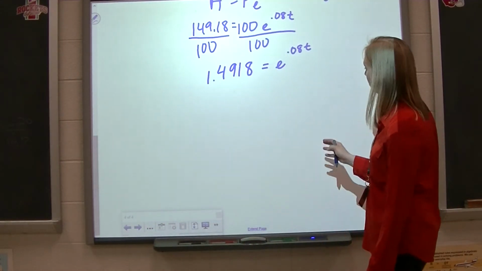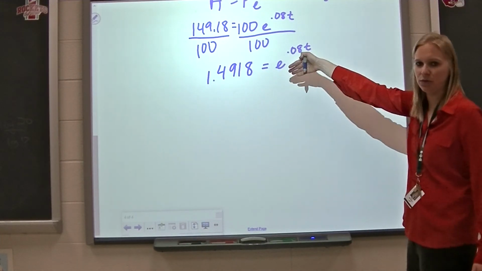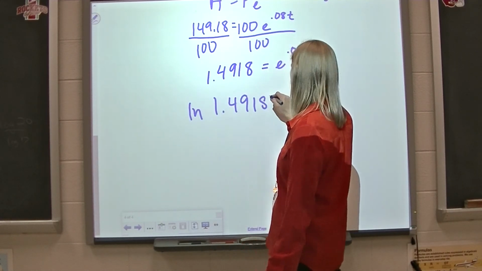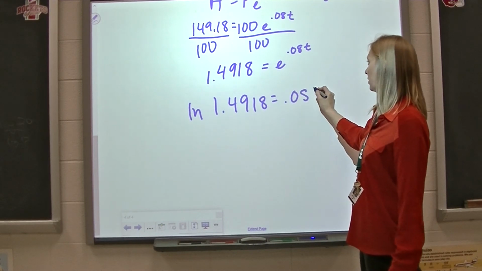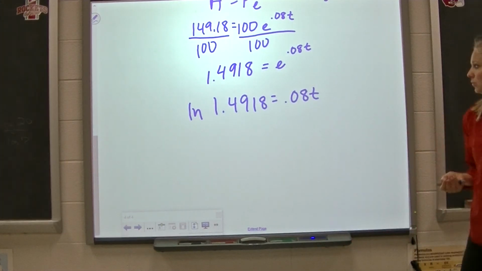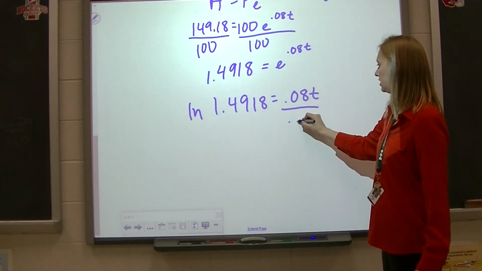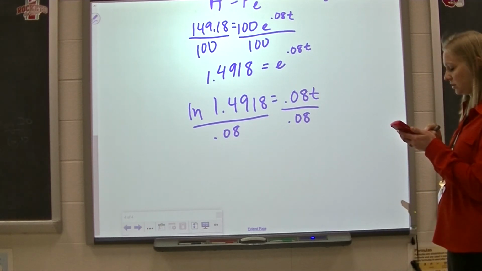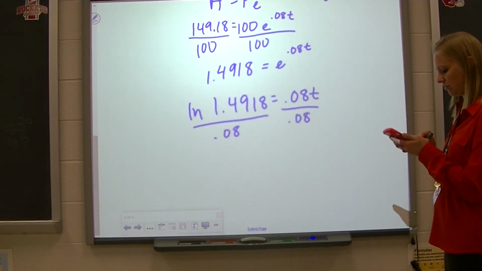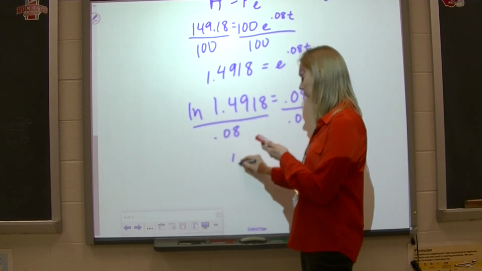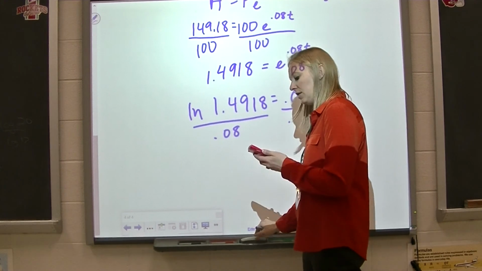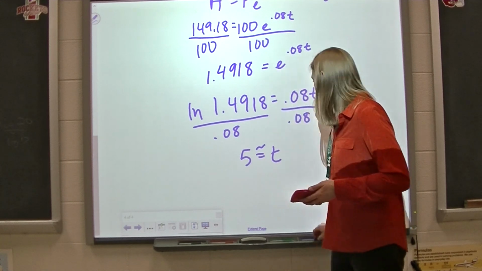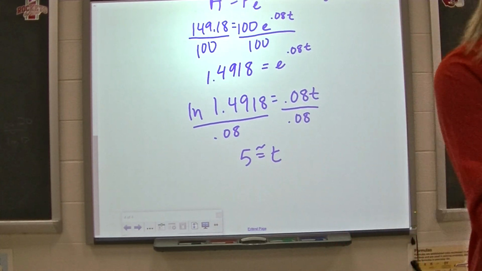Okay, and we should say, all right, we're in our y equals b to the power of x form. So let's take the natural log of both sides. We'll have natural log of 1.4918, and that's going to equal 0.08t, because natural log of e is just 1. And then to solve for t, we would divide by 0.08. So natural log of 1.4918 divided by 0.08 is, rounded, 4.99979, so I'm going to say t is about 5 years. So it'll take 5 years to earn the $49.18.